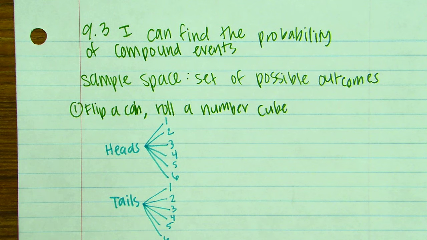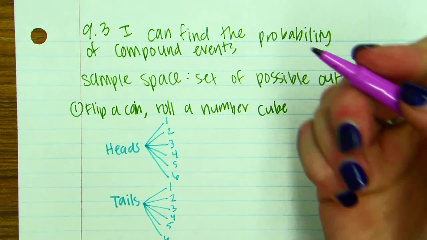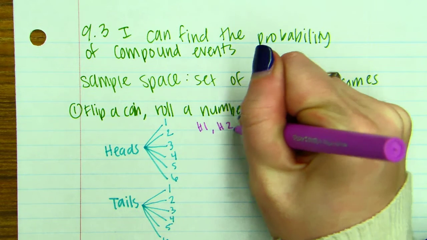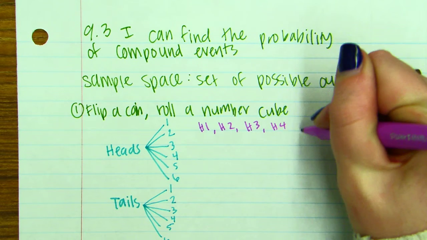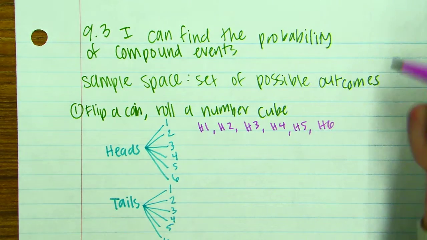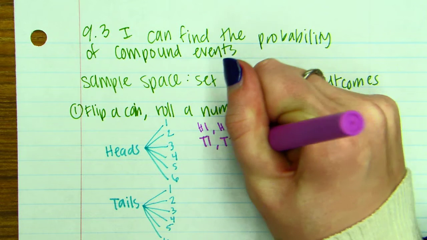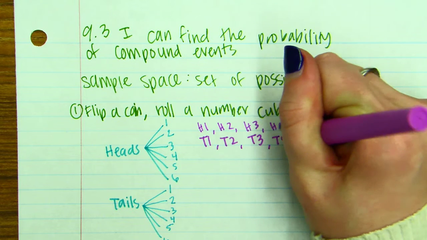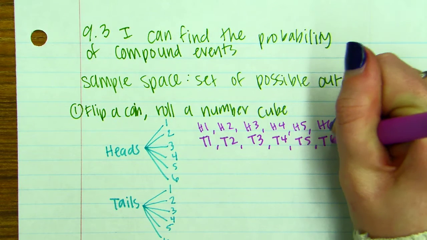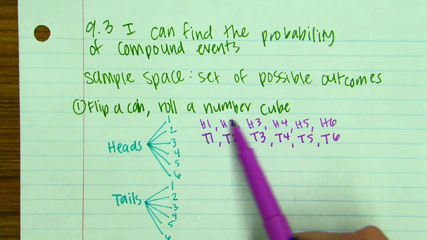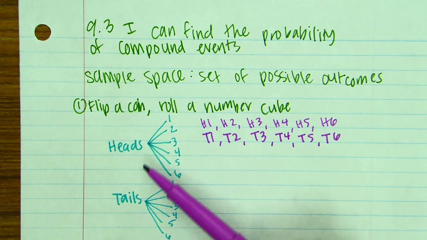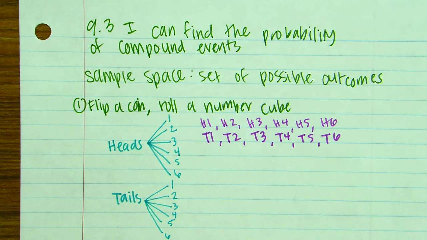I'm going to use H for heads and T for tails, but I can make a list now really easily from my tree diagram of all of the possible outcomes. So I could get heads and 1, heads and 2, heads and 3, heads and 4, heads and 5, or heads and 6, or I could get tails and 1, tails and 2, tails and 3, tails and 4, tails and 5, and tails and 6. So this is the sample space. It's a list of possible outcomes, and I can see it really easily once I make my tree diagram.